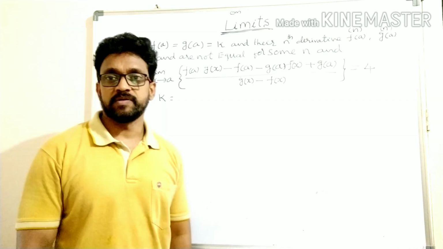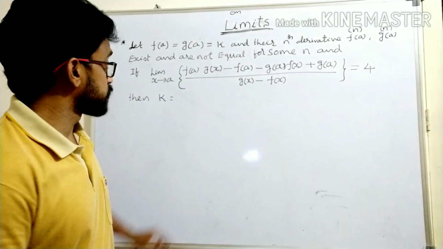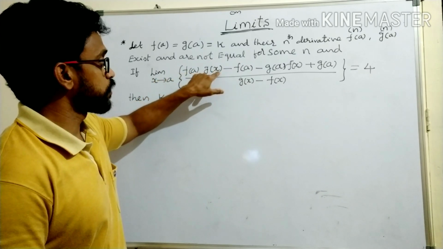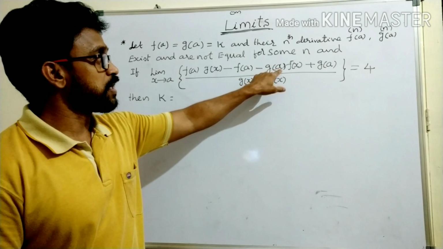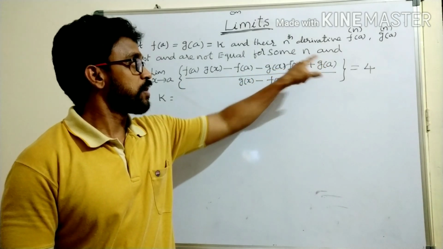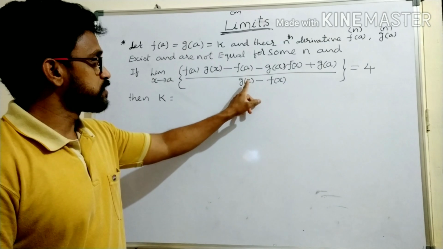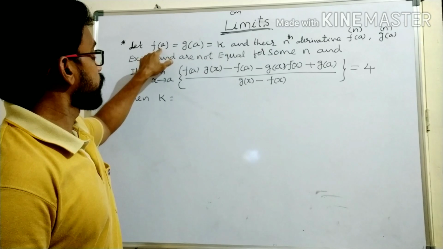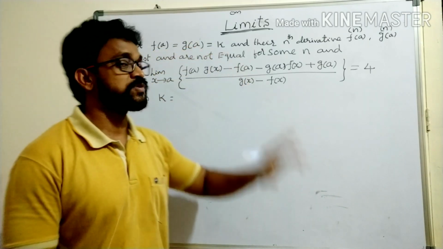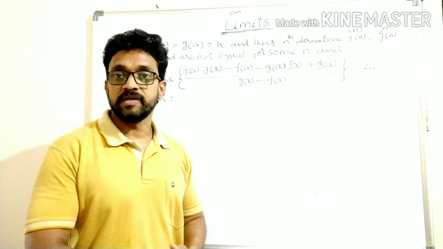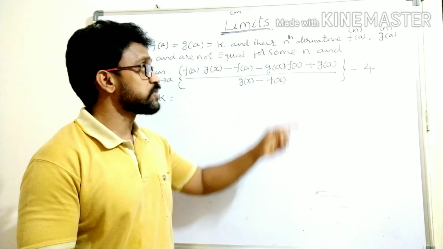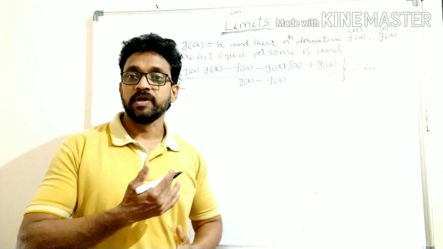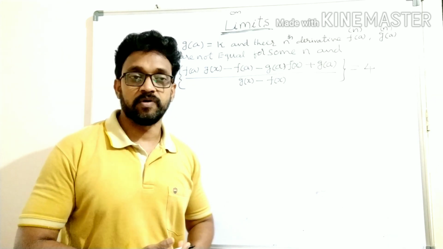Here, the first primary observation, as I also explained in the last video: replace x by a. What happens? f(a)g(a) minus f(a)g(a), and f(a) plus g(a), all terms will cancel. And g(a) minus f(a): here f(a) is equal to g(a), so this is also 0. It's very clear that as x tends to a, this is the 0 by 0 form. Now using L'Hospital rule, we will try to remove that 0 by 0 form.